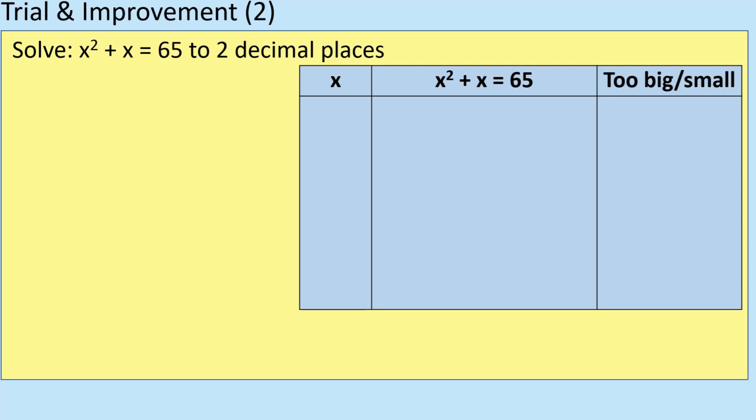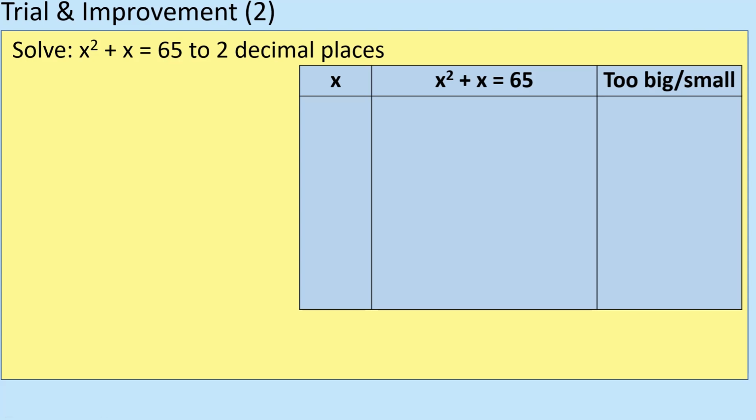So again, thinking about what numbers I could potentially put in here. Well, I know that 8 squared is 64 plus another 8, so that's going to be too big. And if I put 7 squared in there plus 7, that's going to give me 56. So those two numbers are going to give me either side. But I can't just do that in my head.